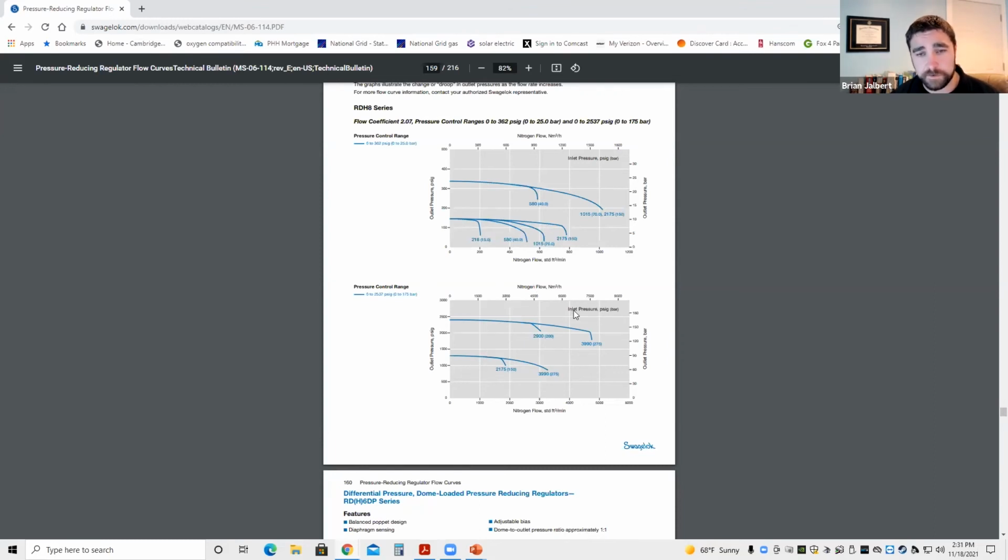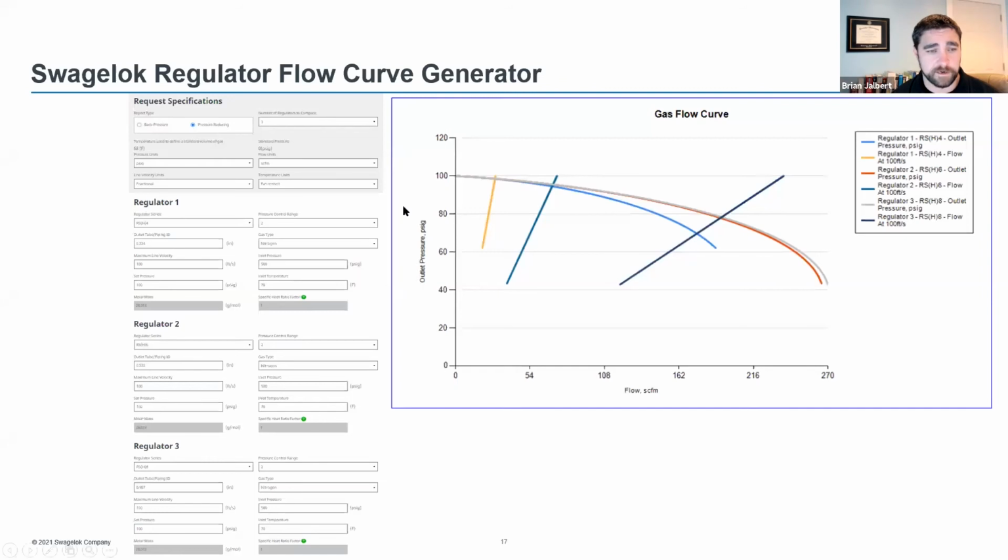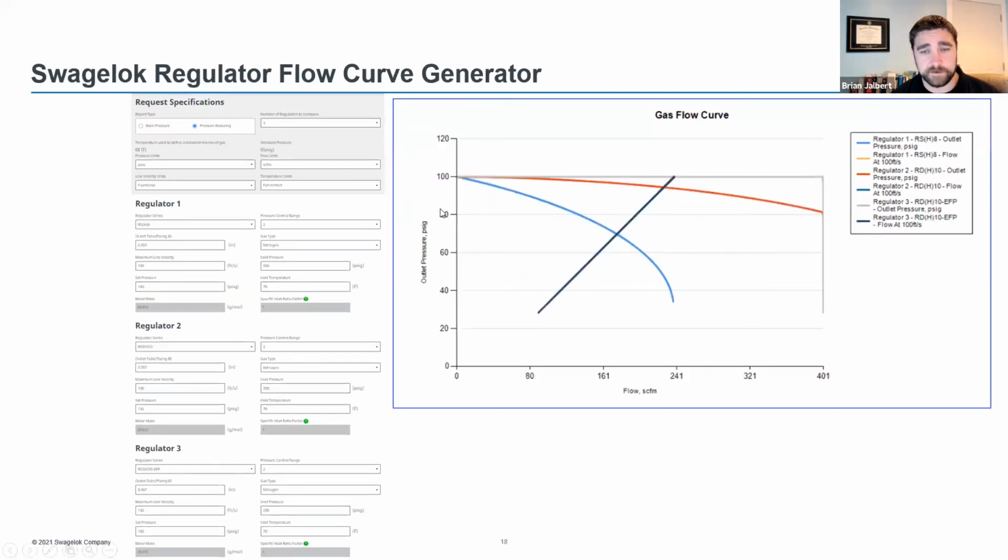So you can go into the flow curve generator, put that first regulator in, and you can actually put your application right in. In that example, this would be that first regulator that I picked. That's an RS8. It's a 1-inch regulator. However, looking at it, the flow's pretty steep. It might not be as accurate as I need.